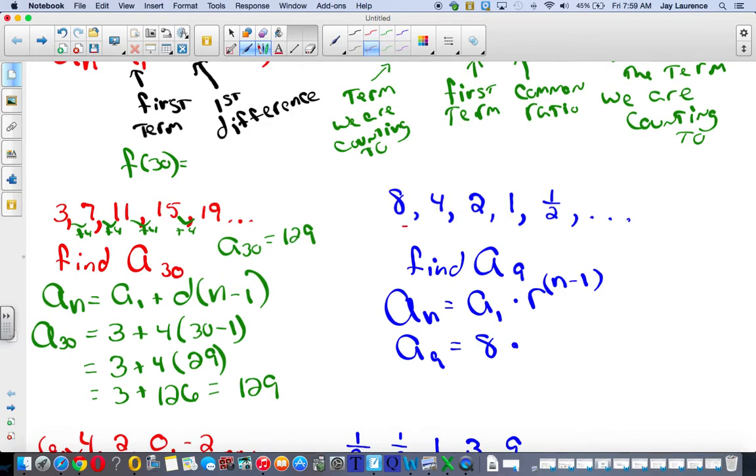Yeah, because you're going to say, oh, I divide by 2, right? But dividing by 2 is the same as multiplying by 1/2. Yeah, you guys should remember that. We always want to express it as a multiplication problem with a fraction or whole number. So we're going to say multiply by 1/2. So I'm going to put 1/2 and I'm going to raise it to the 9 minus 1 power.